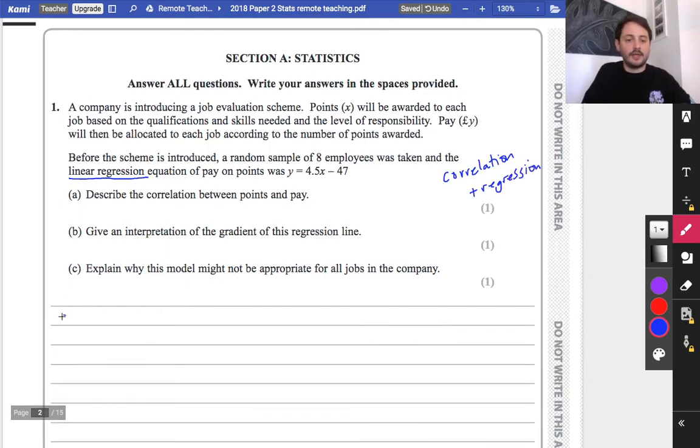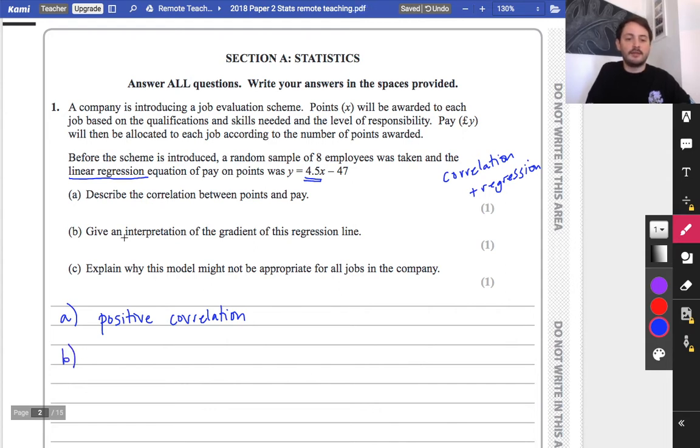Okay, it first of all says, describe the type of correlation between the points and pay. Well, if this is the equation of the line of best fit, this thing is telling me about the gradient of the line, and it's clearly a positive gradient line of best fit, and so a positive gradient line of best fit must mean that it is a positive correlation. And again, it just kind of makes sense. The more responsible your job is, the more money that you should be earning.